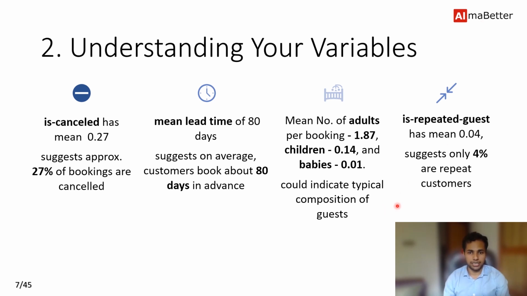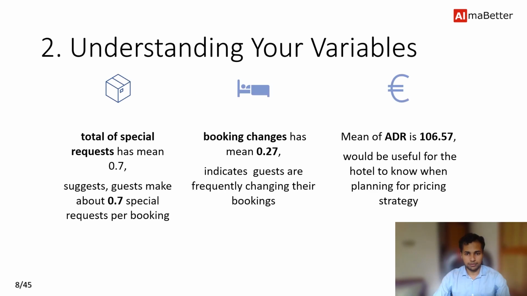Next, we have the is_repeated_guest feature with a mean of 0.04. This suggests that only 4% of guests are repeat customers. This is important information for a hotel as they may need to focus on customer retention to increase repeat bookings. In our next feature, the data shows that on average, guests make about 0.7 special requests per booking. This information could help hotels understand the importance of offering special services to guests and to anticipate their needs.